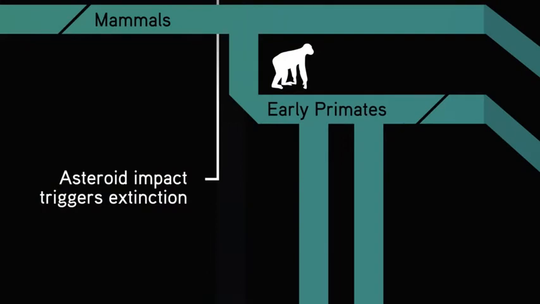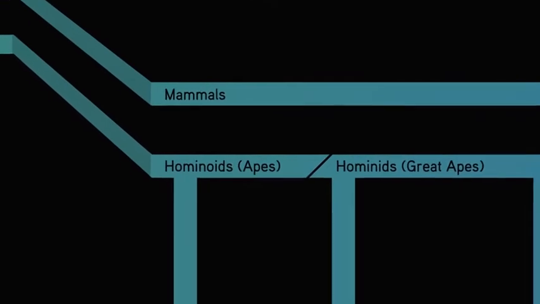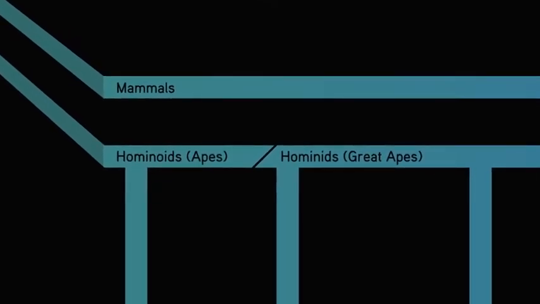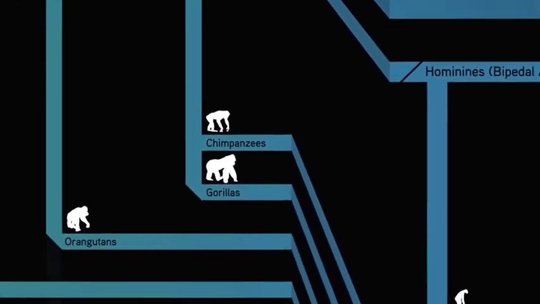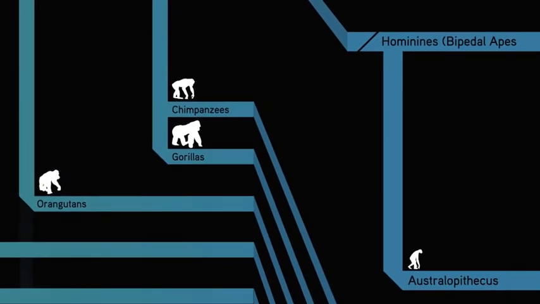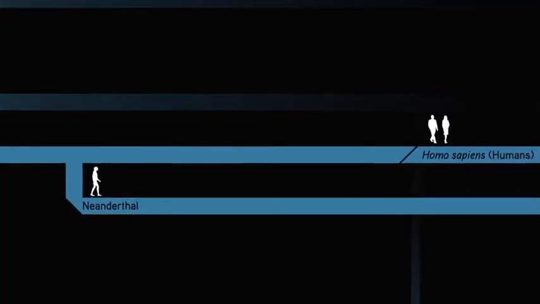The order of primates includes lemurs, monkeys, and apes. The apes are large, intelligent primates that belong to the superfamily of hominoids. Somewhat confusingly, there's a family called the hominids, which is smaller within the hominoid group. The hominids include the great apes, orangutans, gorillas, 2 species of chimps, and you and me.